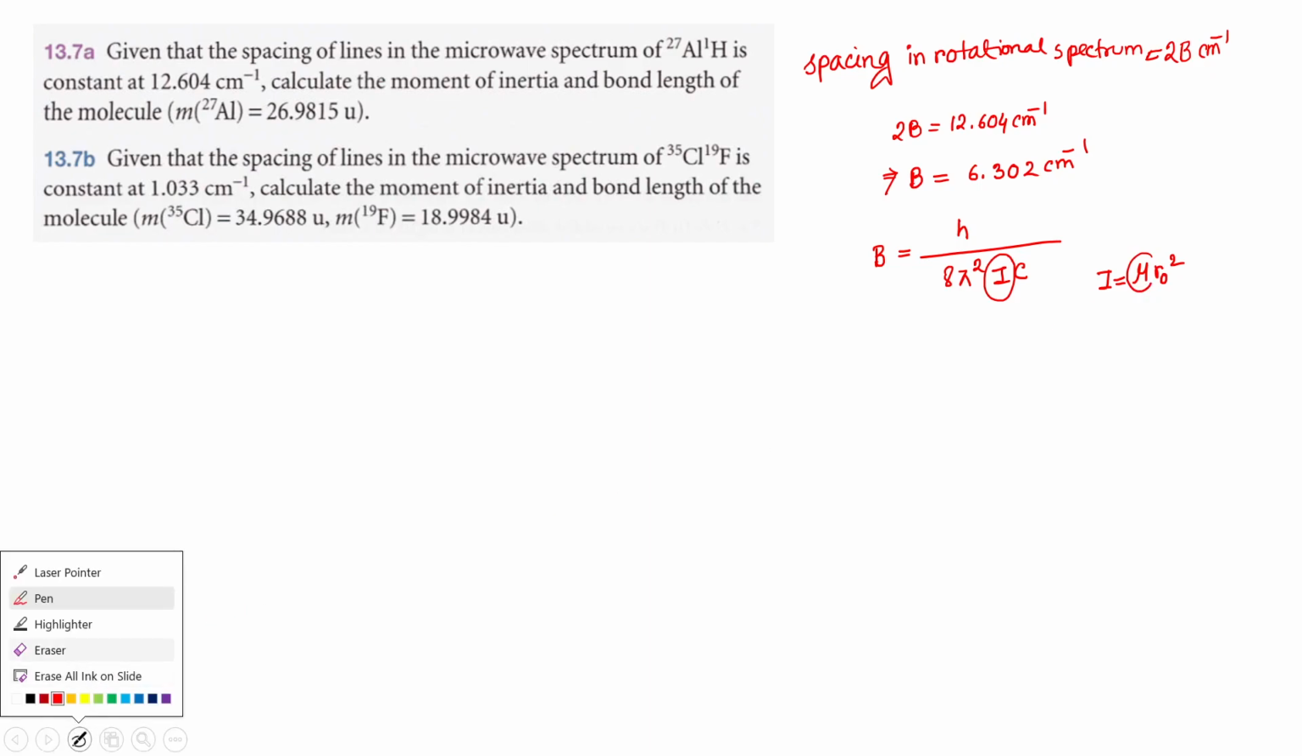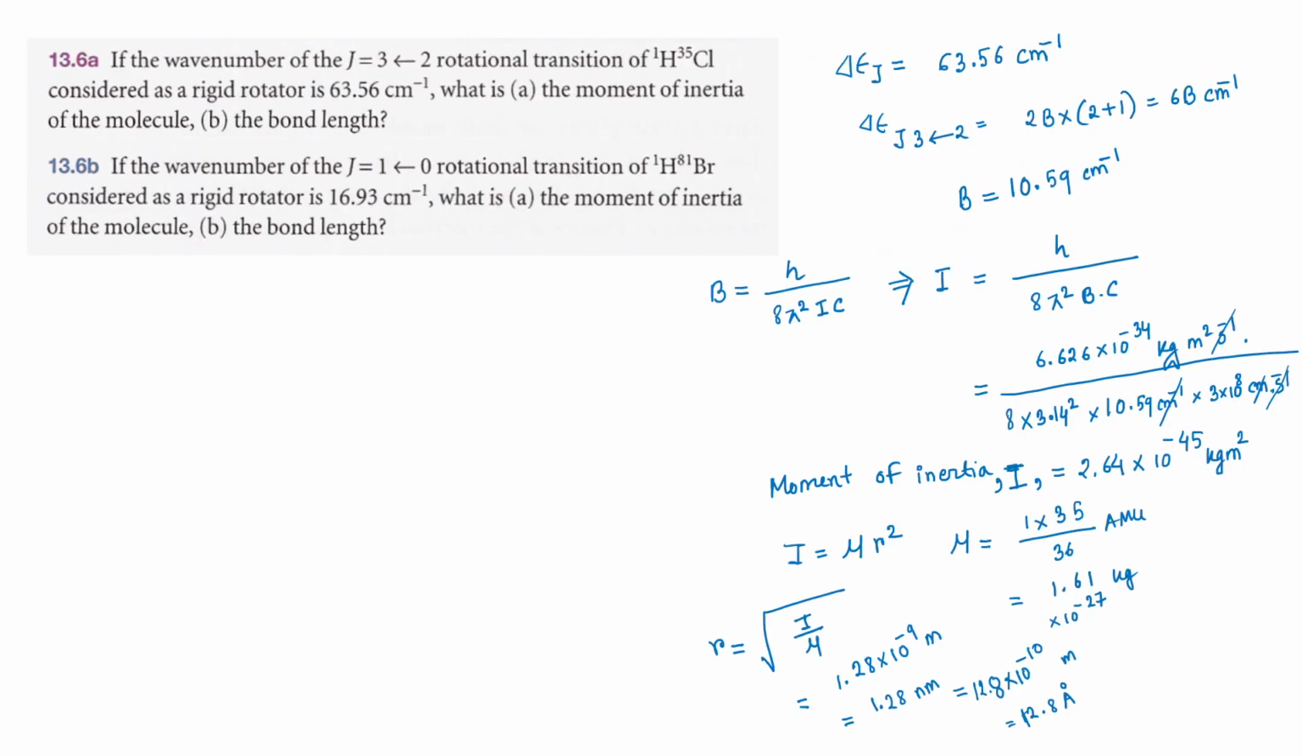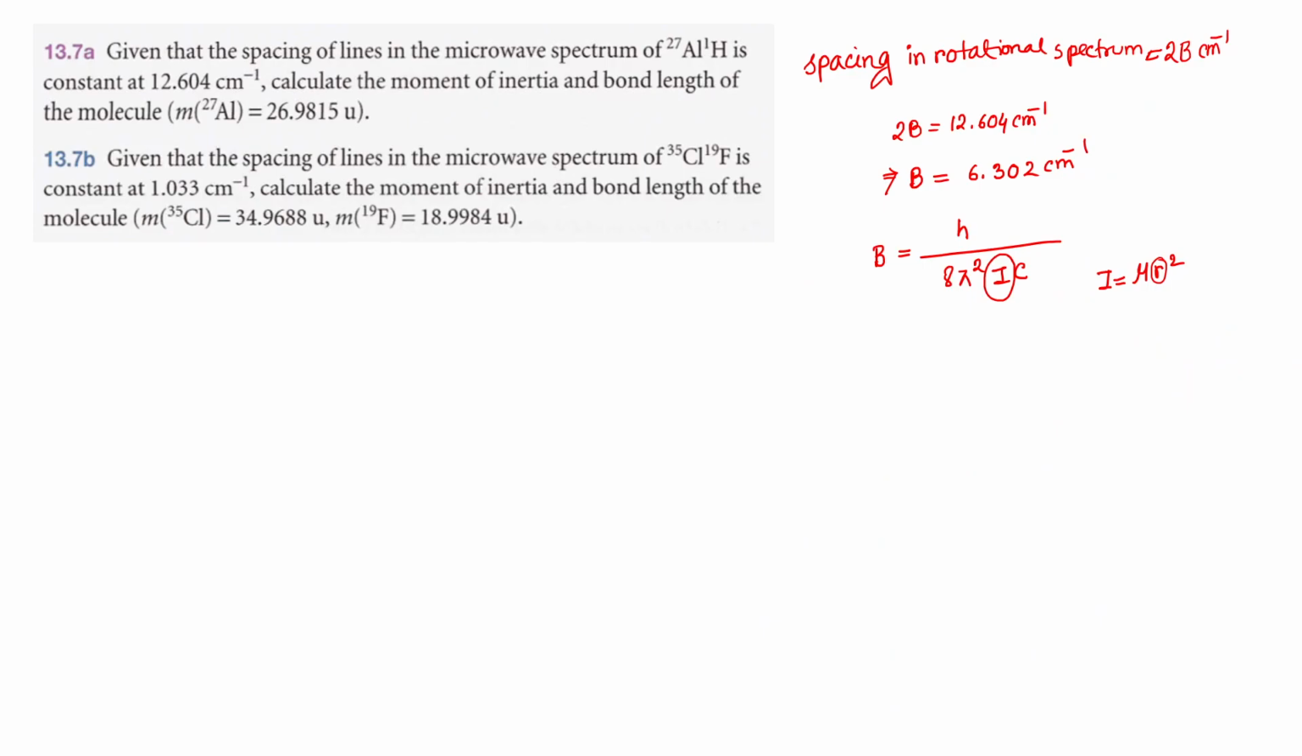From there you will be able to calculate the r, sorry, not mu. So to do that you need to calculate the mu, which is reduced mass, and from there we will be able to calculate this. So just like the previous question, try to solve it.